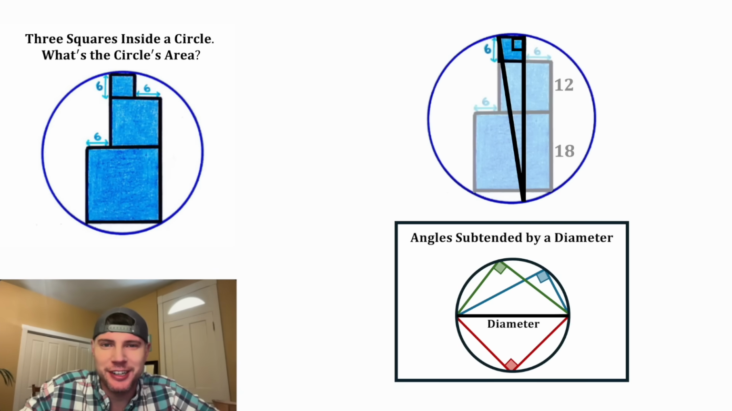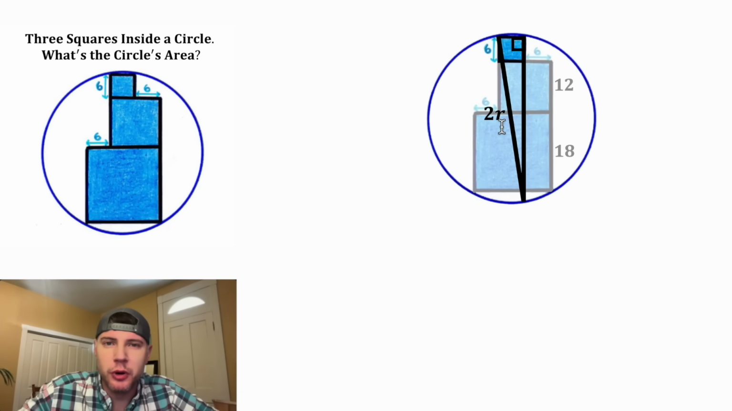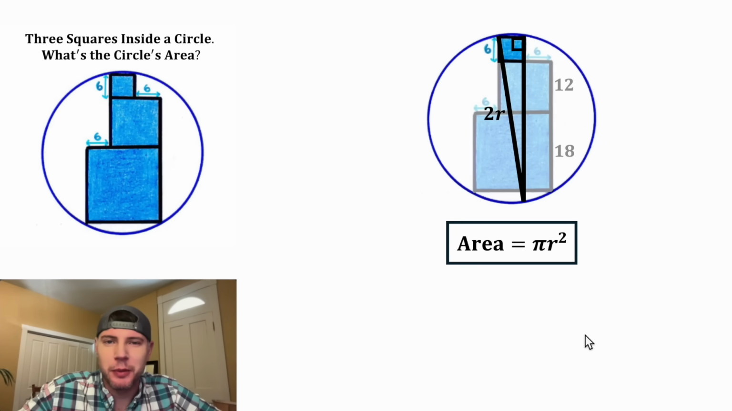Here's some notes right here. Let's label the diameter 2r. And now we can write a formula for the area of this circle. It's going to be equal to pi r squared. This looks important. Let's put a box around it.